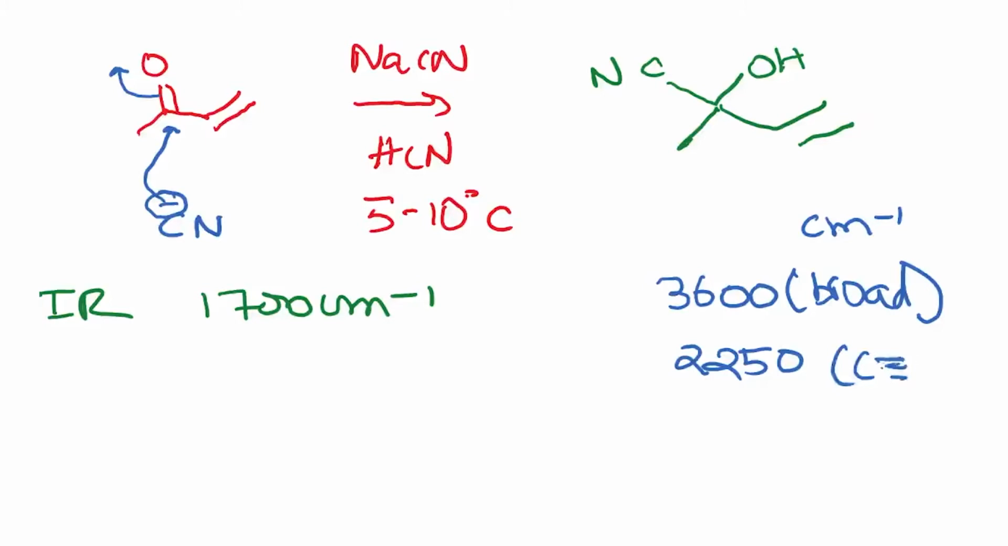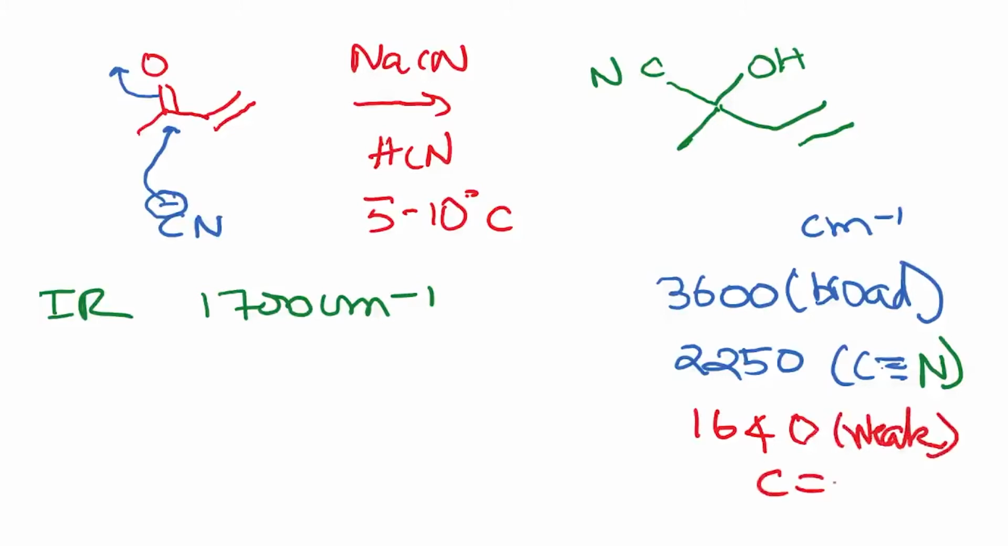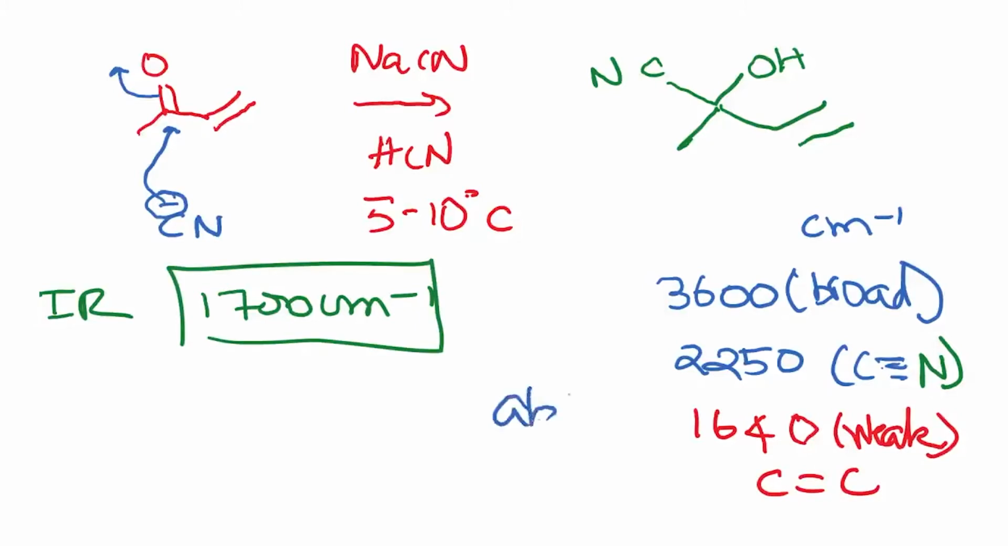Okay, so this we have also looked at prior in the class. And lastly, I see a peak at around 1640, which is quite a weak signal that corresponds to the C double bond C. And most importantly, the carbonyl stretching frequency that I see here is absent. All of these data suggest that this is the product. They're consistent with the formation of this product.